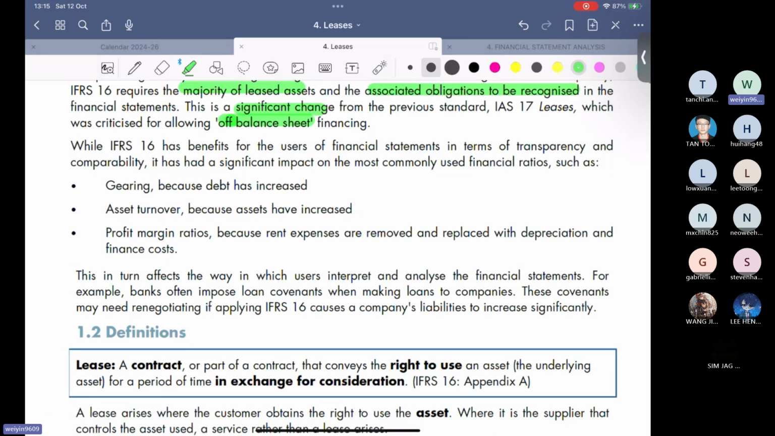While IFRS 16 has benefits for the users of the financial statements in terms of being much more transparent and much more comparable, since everyone is using the same approach for the lessee, it is easy to compare. And also because of this, we have to look at the financial ratios as well, I mean the impact towards the financial ratios. For example, gearing, because now you recognize your liability, so your debt has increased. Asset turnover, because the asset has been recognized, and the profit margin ratio, because the rent expenses are removed and replaced with depreciation and finance costs.